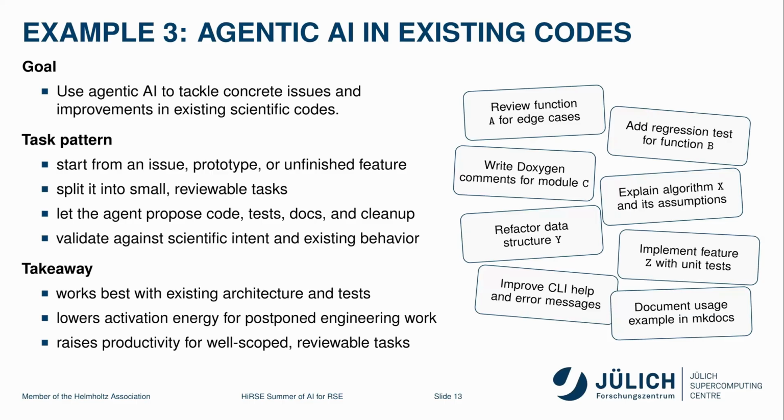So some task patterns are shown here on the right. So for example, we wanted to review a specific function for edge cases. We wanted to add regression tests for a function. We needed Doxygen comments for another module of the code. We wanted to get explanation on a specific algorithm and its assumptions. We wanted to refactor data structures, implement new features and unit tests for that. We wanted to improve the command line interface and wanted to improve the documented usage examples in MkDocs.